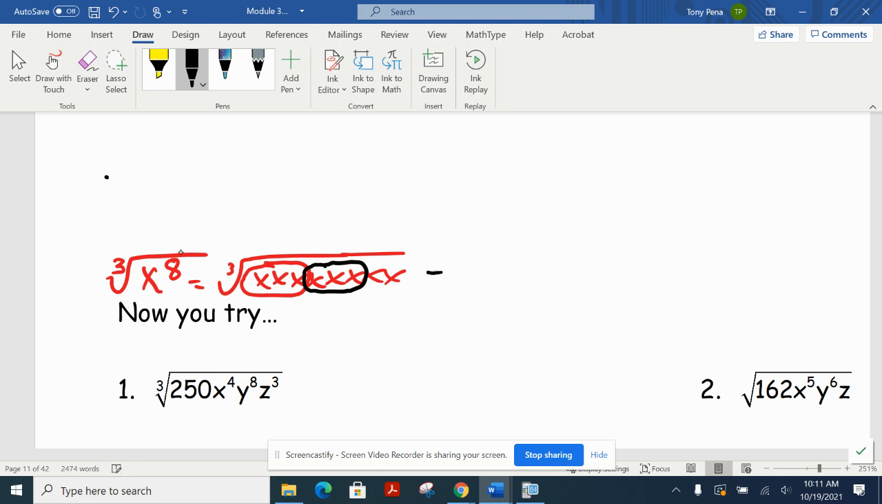No. So what we would now write, if I want a cubed root, we're now looking for sets of 3. How many sets of 3 x's did I get to pull out? 2. So I'm going to put an x squared out in front. How many x's remained? 2. So underneath, we have an x squared.